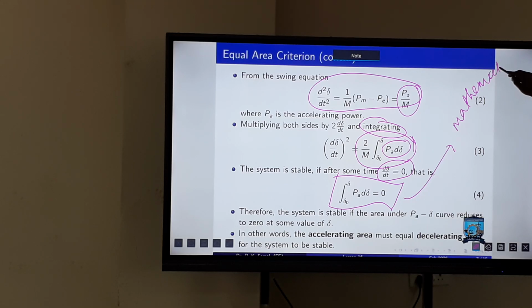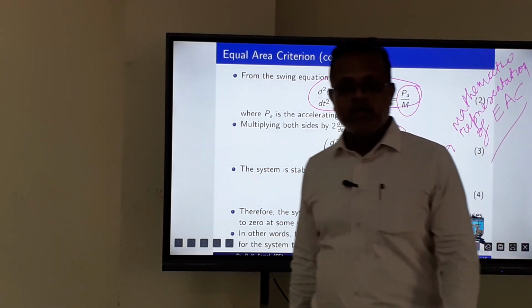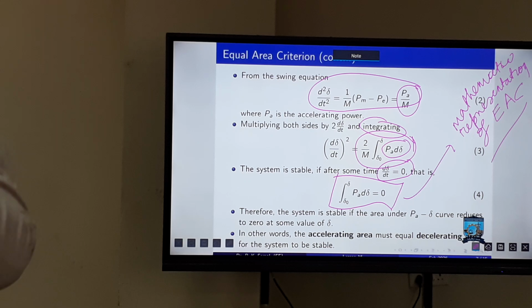Mathematical representation of equal area criterion. Okay. Now, the question is, what is the meaning if you say it in words? What is the meaning?